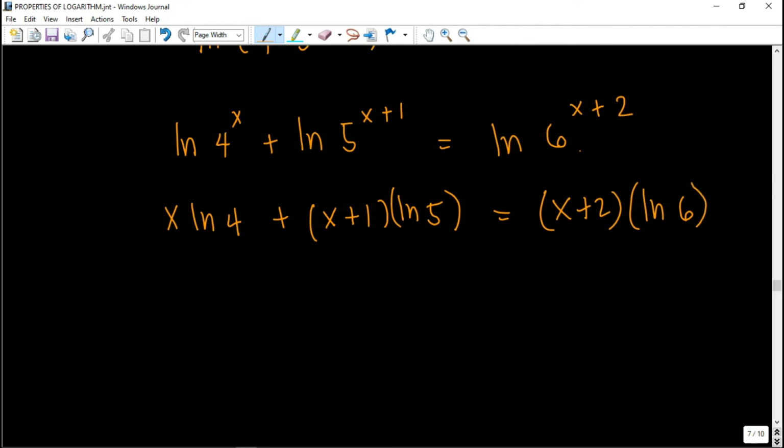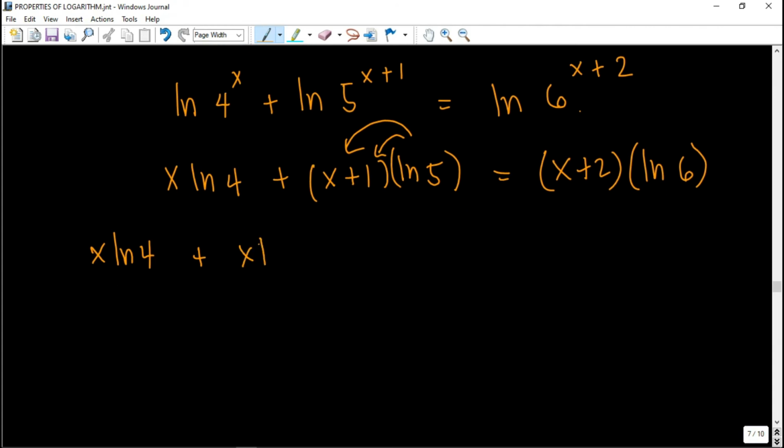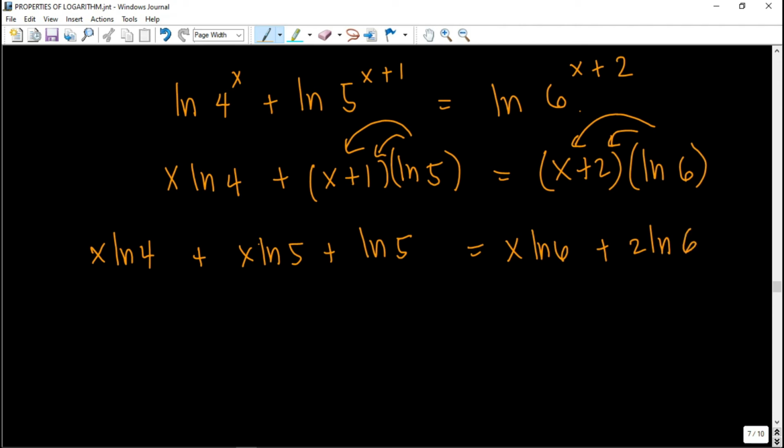Then we just simplify, distribute lang natin x ln 4 plus, okay, distribute natin si ln 5. So we have here x ln 5 plus ln 5, okay, times 1 yon, equals, distribute natin si ln 6. So that is x ln 6 plus 2 ln 6.